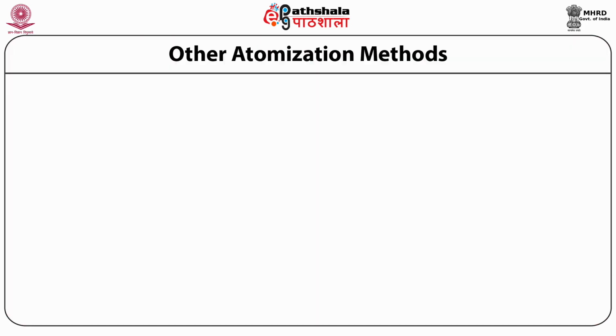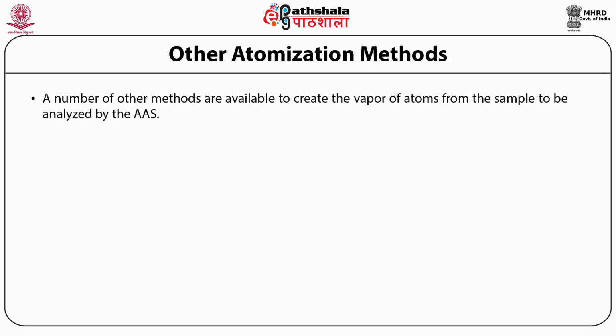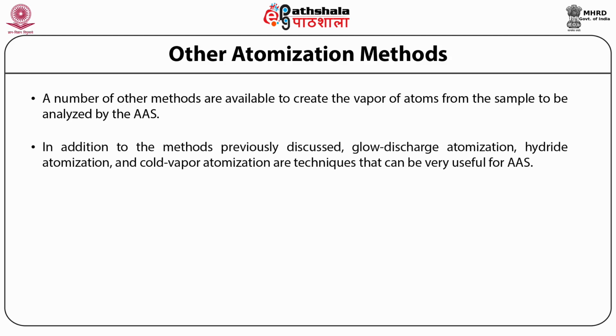Other atomization methods. A number of other methods are available to create the vapor of atoms from the sample to be analyzed by the atomic absorption spectrometer. In addition to the methods previously discussed, glow discharge atomization, hydride atomization, and cold vapor atomization are techniques that can be very useful for AAS.